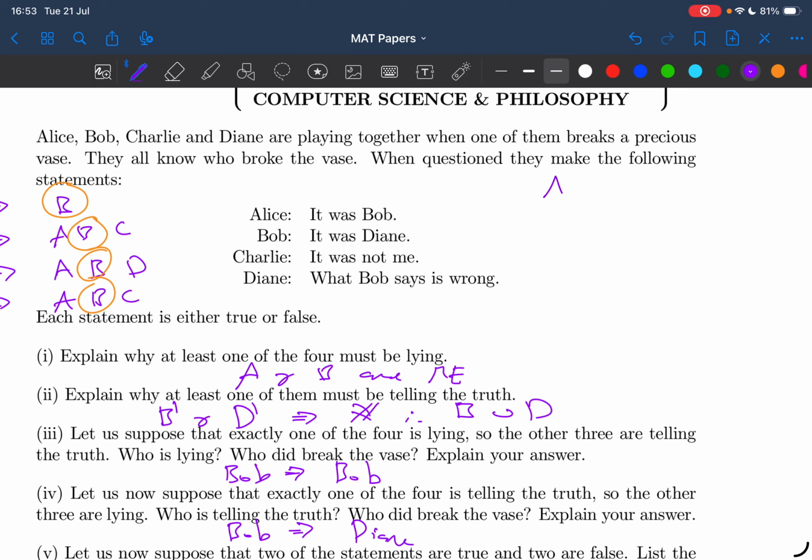So let's think about A and C. So A, C, we'll have not B then and not D. If Alice is telling the truth, it is Bob. If Bob is lying, it was Diane. No, it wasn't. Charlie is telling the truth. It was not me, so it could be A, B, or D. Diane is telling a lie. What Bob says is wrong, so what Bob says is true. It was Diane. That's not possible.